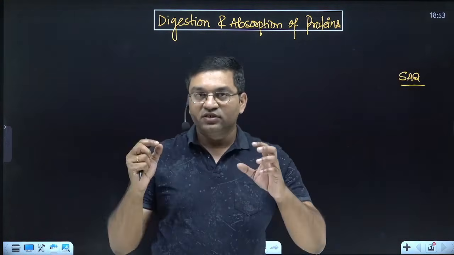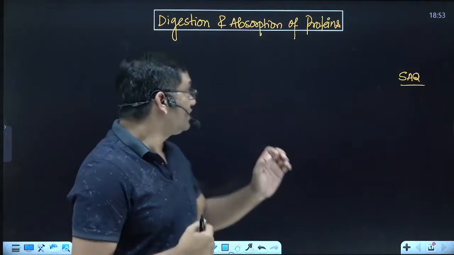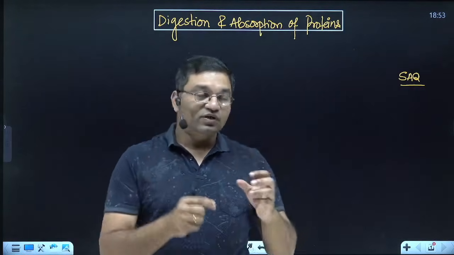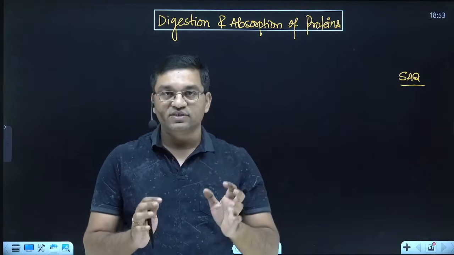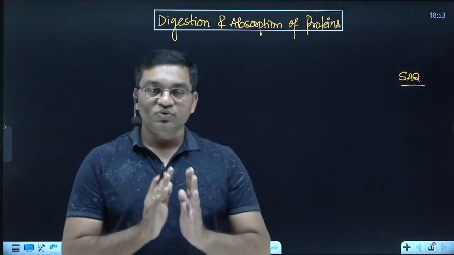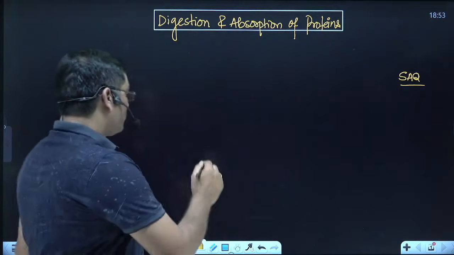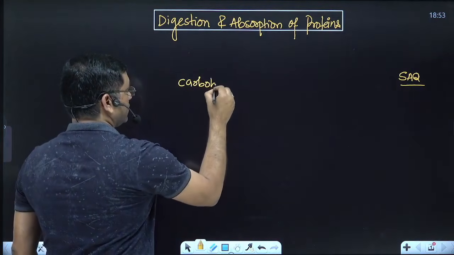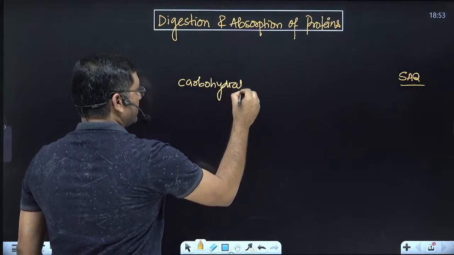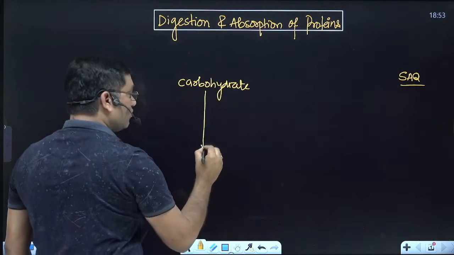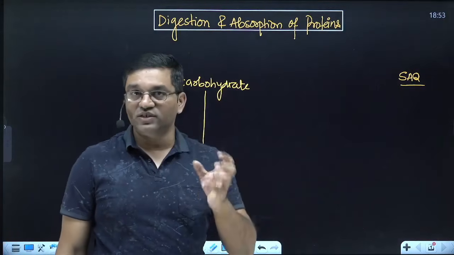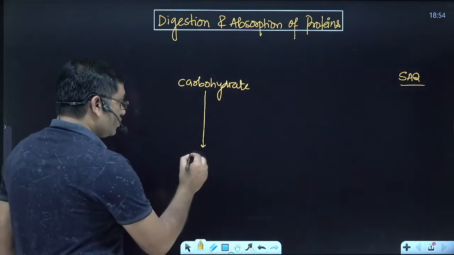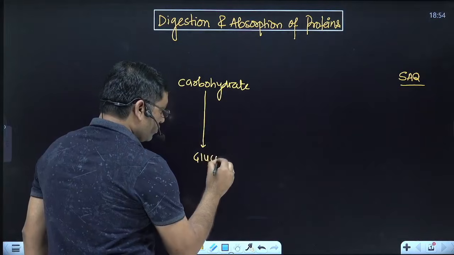So first, keep in mind that whenever there is digestion of any compound, the meaning is the conversion of these macromolecules, meaning the bigger molecules, into smaller units. For example, digestion of carbohydrate means breaking the starch or glycogen or polysaccharide unit into its constituent monosaccharide, meaning glucose.